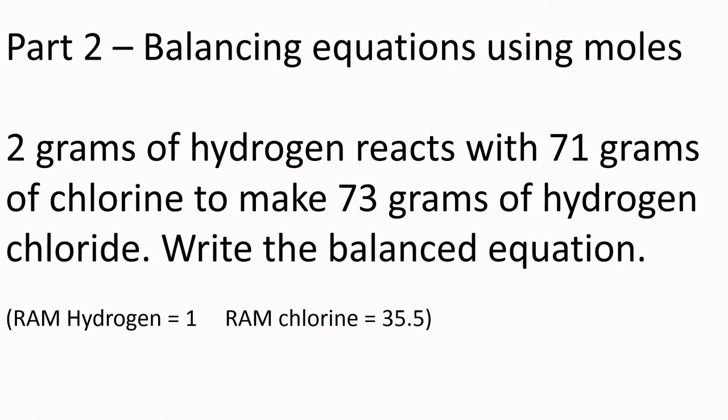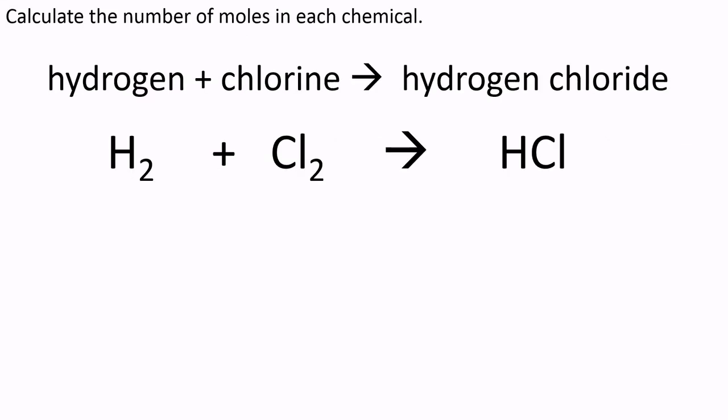So we have a question here. 2 grams of hydrogen reacts with 71 grams of chlorine to make 73 grams of hydrogen chloride. Write the balanced equation. Question tells us the relative atomic mass of hydrogen is 1 and the relative atomic mass of chlorine is 35.5. So all we need to do is write out the formula and then calculate the number of moles for each chemical.